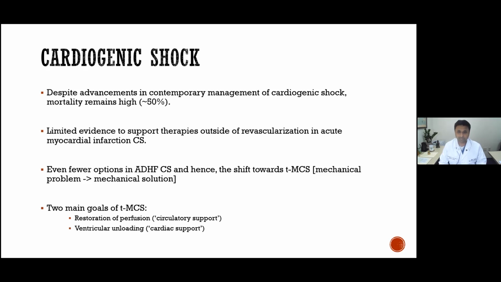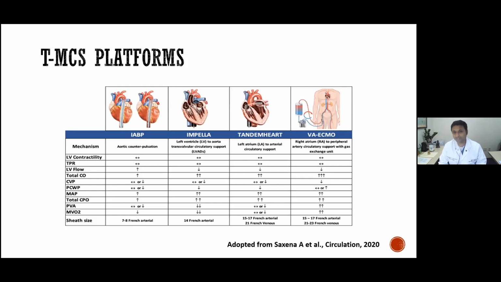The 2 main goals of temporary MCS in cardiogenic shock include 1, restoration of perfusion, which is the circulatory support, and 2nd, ventricular unloading, which is the cardiac support. No conversation on cardiogenic shock and temporary MCS is complete without a similar looking slide where we discuss the whole host of temporary MCS devices that provide varying degrees of circulatory and cardiac support, starting all the way from the left with the intra-aortic balloon pump to the one on the right, which is the VA ECMO. While VA ECMO provides the most comprehensive form of circulatory support, it carries its unique challenges when it comes to cardiac support.